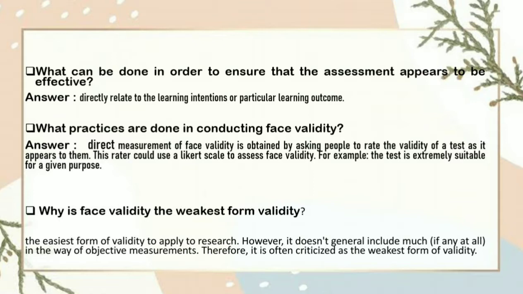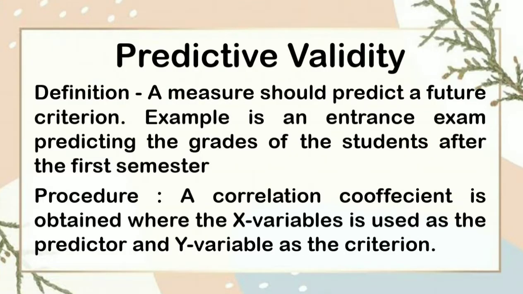However, it does not generally include much, if any at all, in the way of objective measurements. Therefore, it is often criticized as the weakest form of validity. Now we are done with face validity, and let's move on to predictive validity.